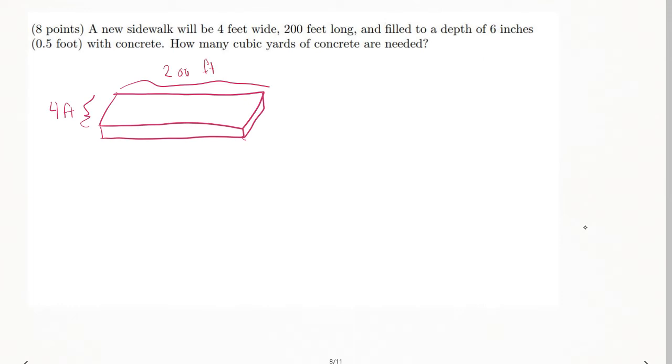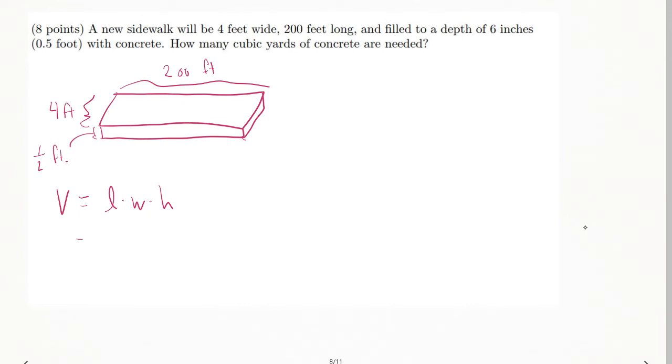and then the depth of this thing, so let me put it right there, is, now notice it says 6 inches. You could put 6, but you need to keep the same units, so this is 1/2 of a foot. It's a rectangular solid, right? So how many cubic yards of concrete are needed? We need to first figure out what is the volume of this thing. So the volume equals length times width times height. You need 3 dimensions to deal with it, right?